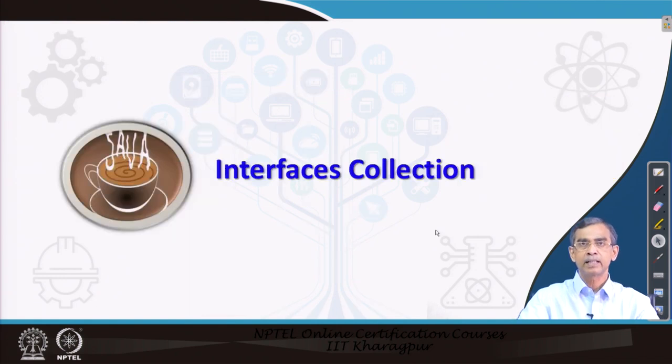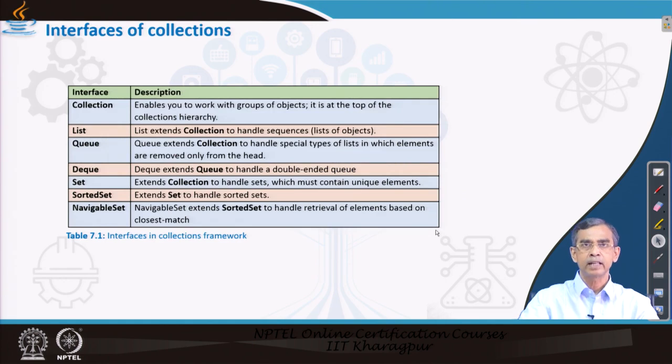Now, let us see what interfaces there are in the collection. This table shows all the interfaces in the Java collection framework. As you see in the list, these are basically the interfaces: list, queue, dequeue, set, sorted set, navigable set, and then collection is basically the super interface, we can say.